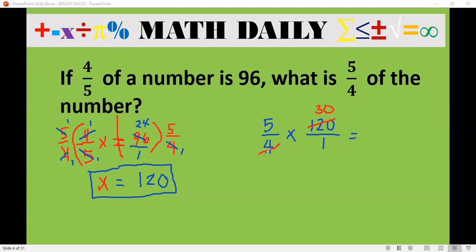Of course, 4 divided by 4 is also equivalent to 1. Our answer for this is simply 5 times 30, that is equal to 150, over 1, or simply equal to 150. So the answer to this problem is 150.